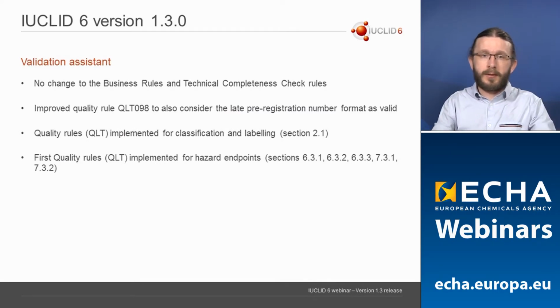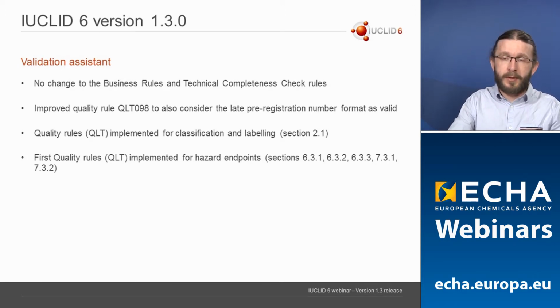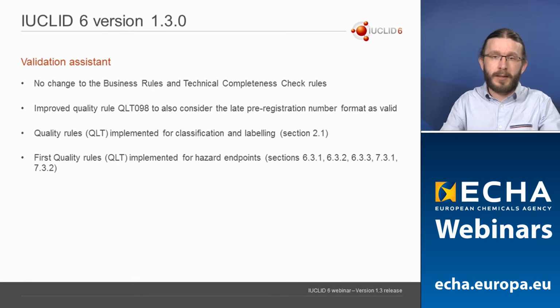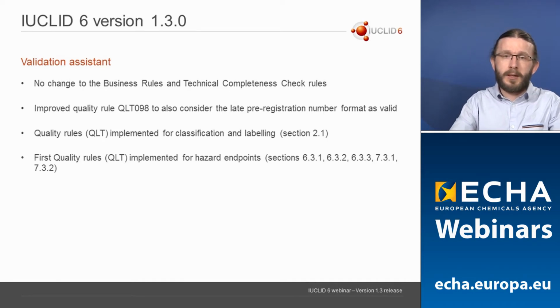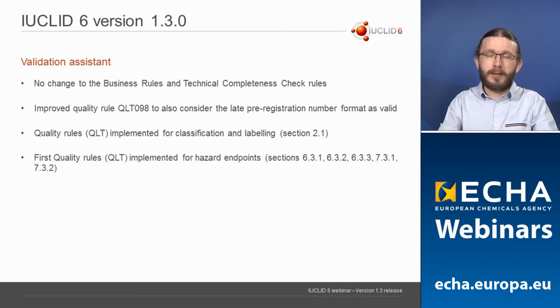Another point is the validation assistant. We have made some updates to the validation assistant, but no change was made to business rules or technical completeness check. So in terms of submissions of data to ECHA, there is no change in this release. We have only improved existing quality rules, for example, to consider late pre-registration number format as a valid one in case of a submission of a registration dossier for phase-in substances.